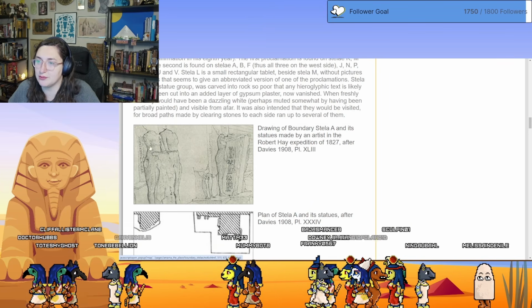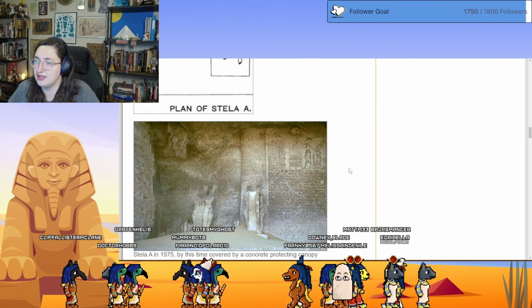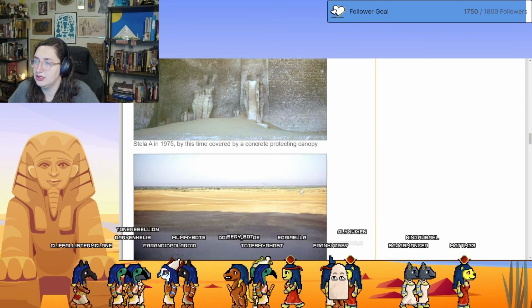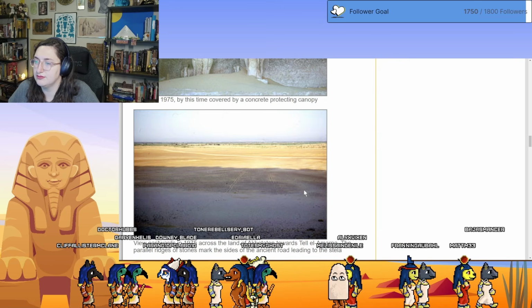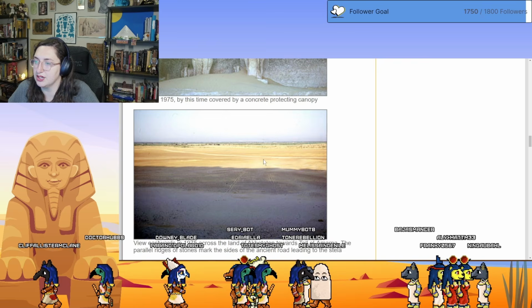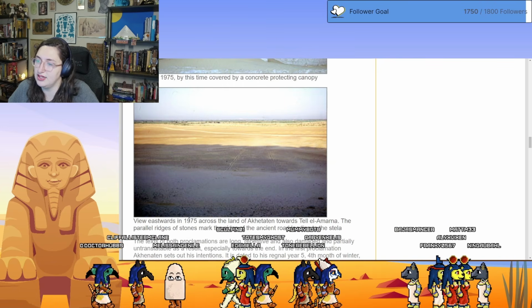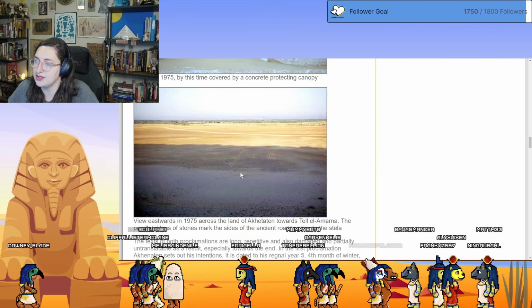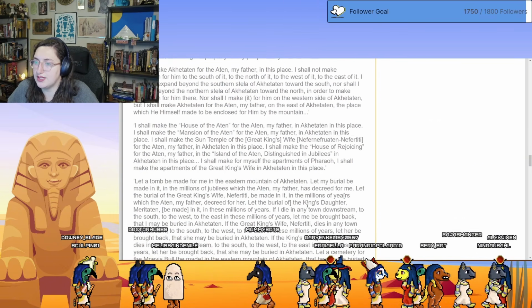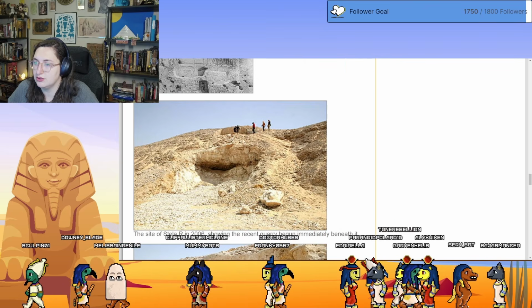So all their heads are missing, but otherwise their statues look pretty okay. And the plan of the stela. This is stela A. You can see that there's a path that led to this, and you can still see it. Apparently in 1975 you could still see the ancient path that led down to it. So this does have all the text. Here's stela R.